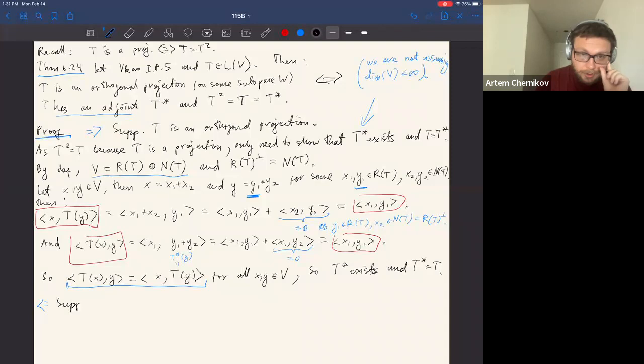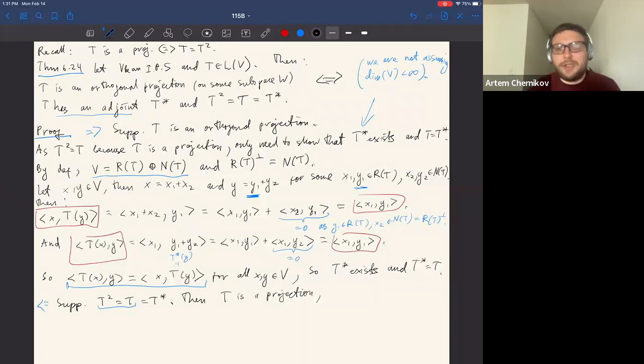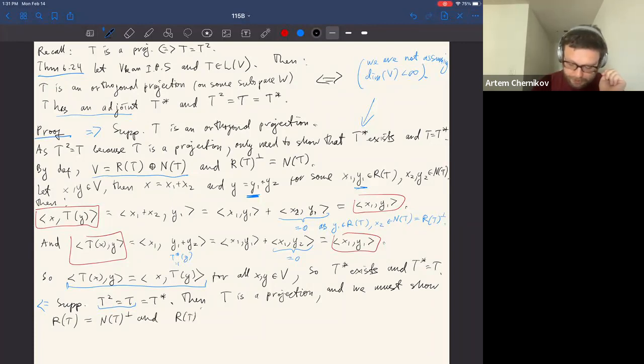So suppose that T square is equal to T is equal to T star. Then we know that from the first equality, T square equals T, T is a projection. But we must additionally show that it is an orthogonal projection. So we must show that the range of T is equal to the orthogonal complement of the null space of T, and vice versa: the orthogonal complement of the range of T is equal to the null space of T. So we have to check these two conditions, which is exactly the definition of when a projection is orthogonal.